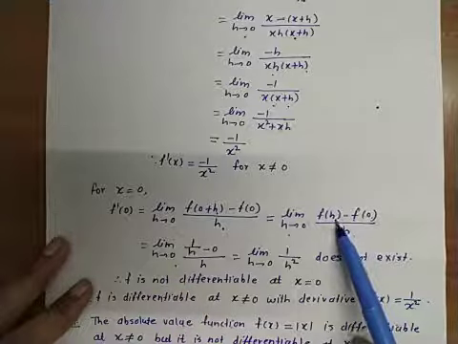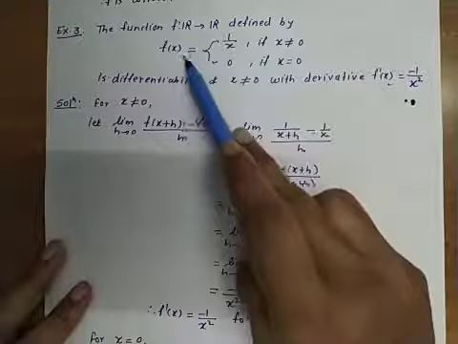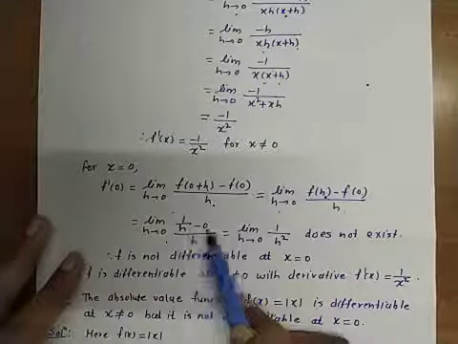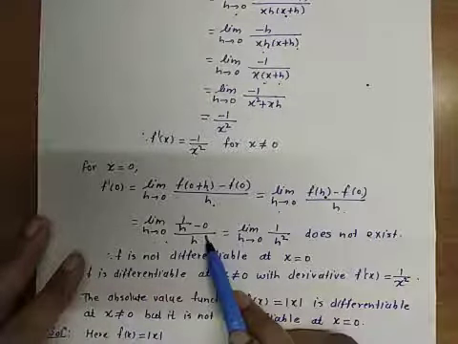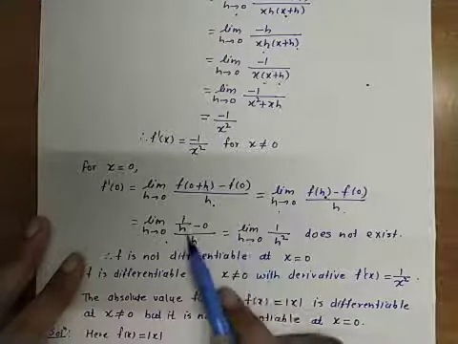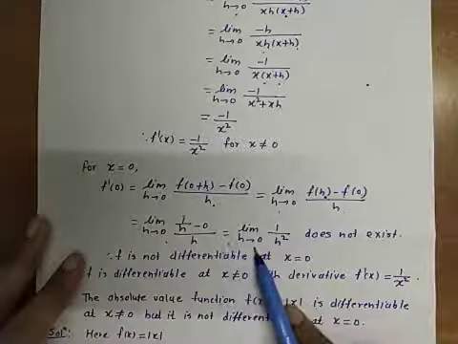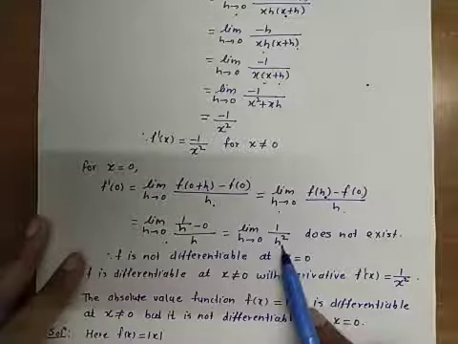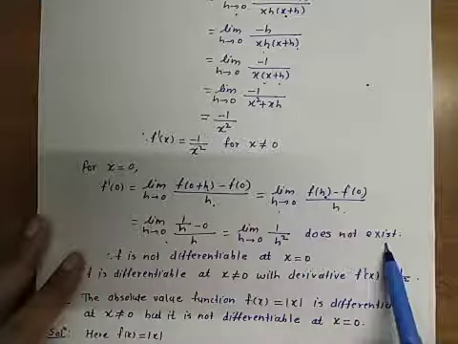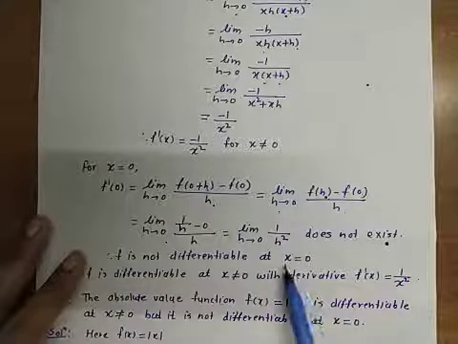What is f of h? In the given definition, f of x is 1 upon x if x is non-zero, so f of h will be 1 upon h. Then 1 upon h minus f of 0, which is 0, as given: f of x is 0 for x equal to 0, upon h. That is the limit h tends to 0, 1 upon h upon h, which is 1 upon h square. But does this limit exist? Limit h tends to 0 of 1 upon h square will be 1 upon 0, that is infinity. Means this limit does not exist, therefore f is not differentiable at x equal to 0.